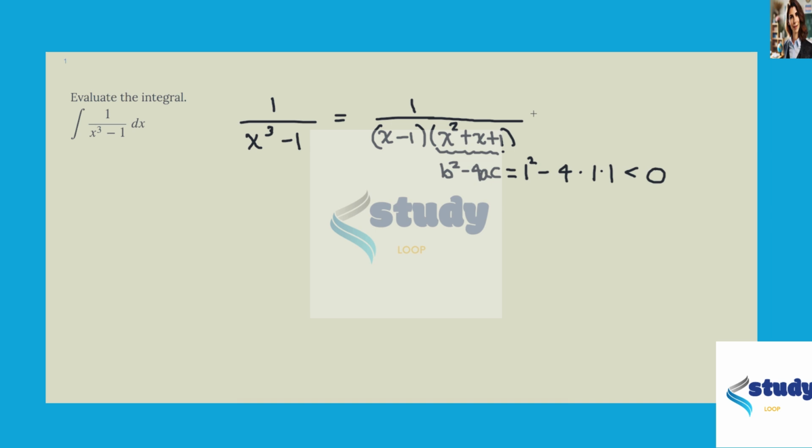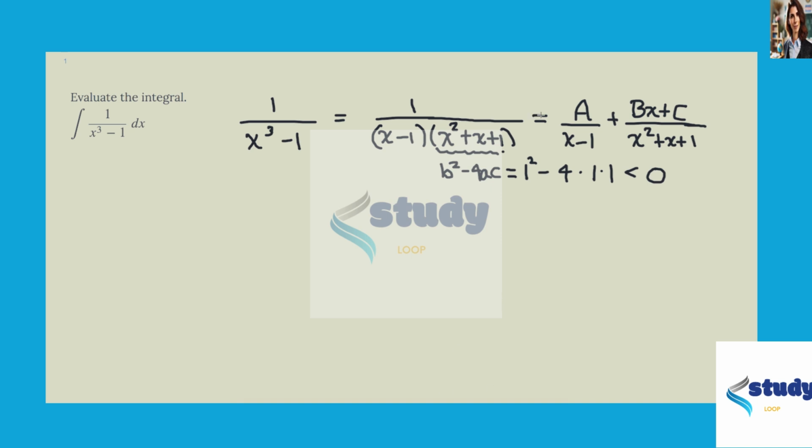And so now the partial fraction decomposition should look like a over x minus 1. That's what the author calls case 1, non-repeated linear factor. And then here we have case 3, because we have an irreducible quadratic factor. And now we'll just go ahead and find a, b, and c.